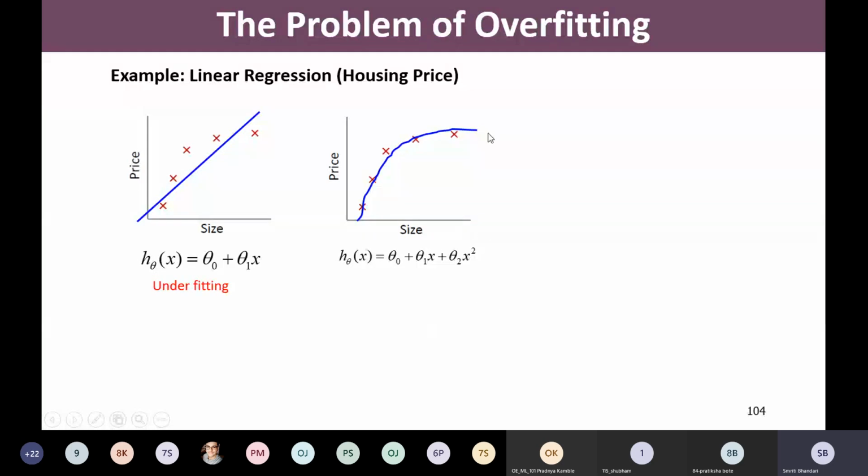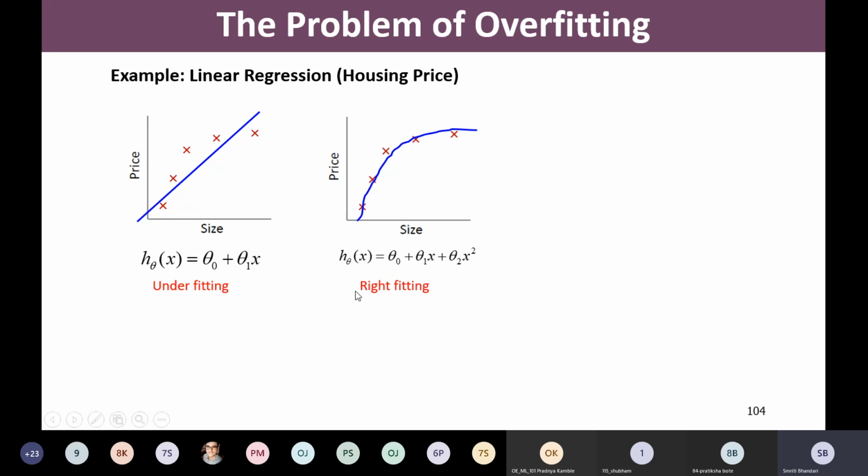Because we have the trend that as the size of the house increases, after some point the curve flattens out, or there is a small increase in the price, according to this particular training data set. So if we go for such a quadratic function, we may say that this is a better fit than the earlier linear fit or linear model, okay. So we say that this is a right fitting.